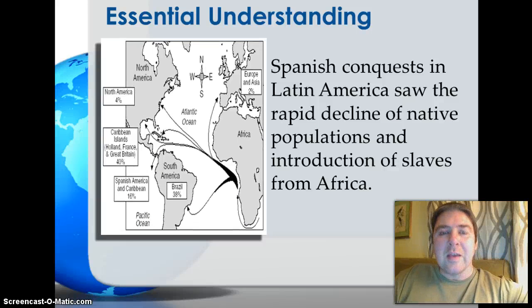And as we see here, the replacement workers come in the form of slaves brought across the Atlantic Ocean from Africa. This is a topic that we discussed back in Standard 4D in a bit more detail, but the understanding of that helps us here in Standard 7.